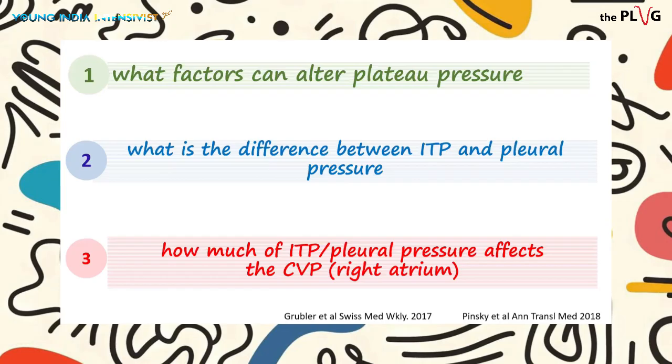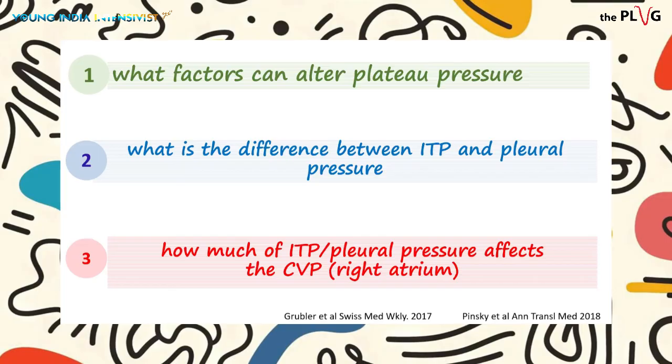Now, what factors can alter plateau pressure? One is your tidal volume, second is your PEEP, extrinsic PEEP and intrinsic PEEP, and the third is the compliance. These are the most important things. And fourth is the compliance of the chest wall. These factors determine the plateau pressure. So sometimes if you're wondering what is going on with the plateau pressure, think of these factors.